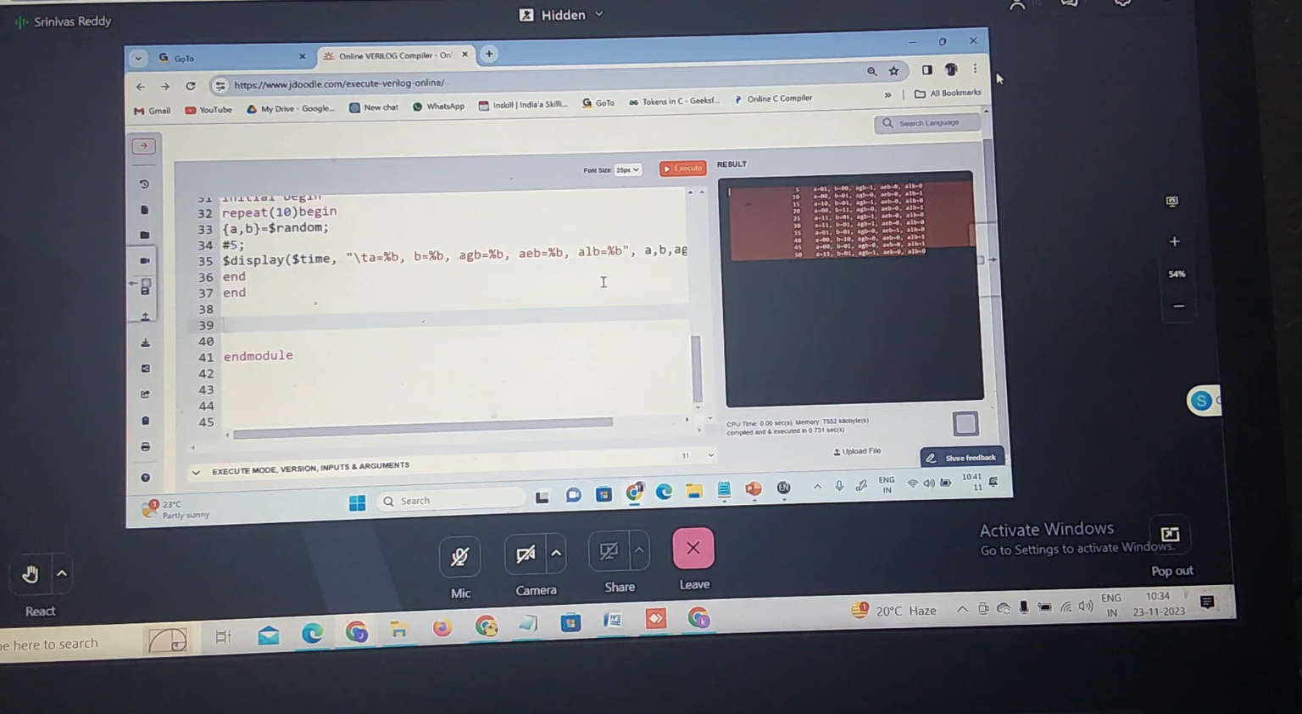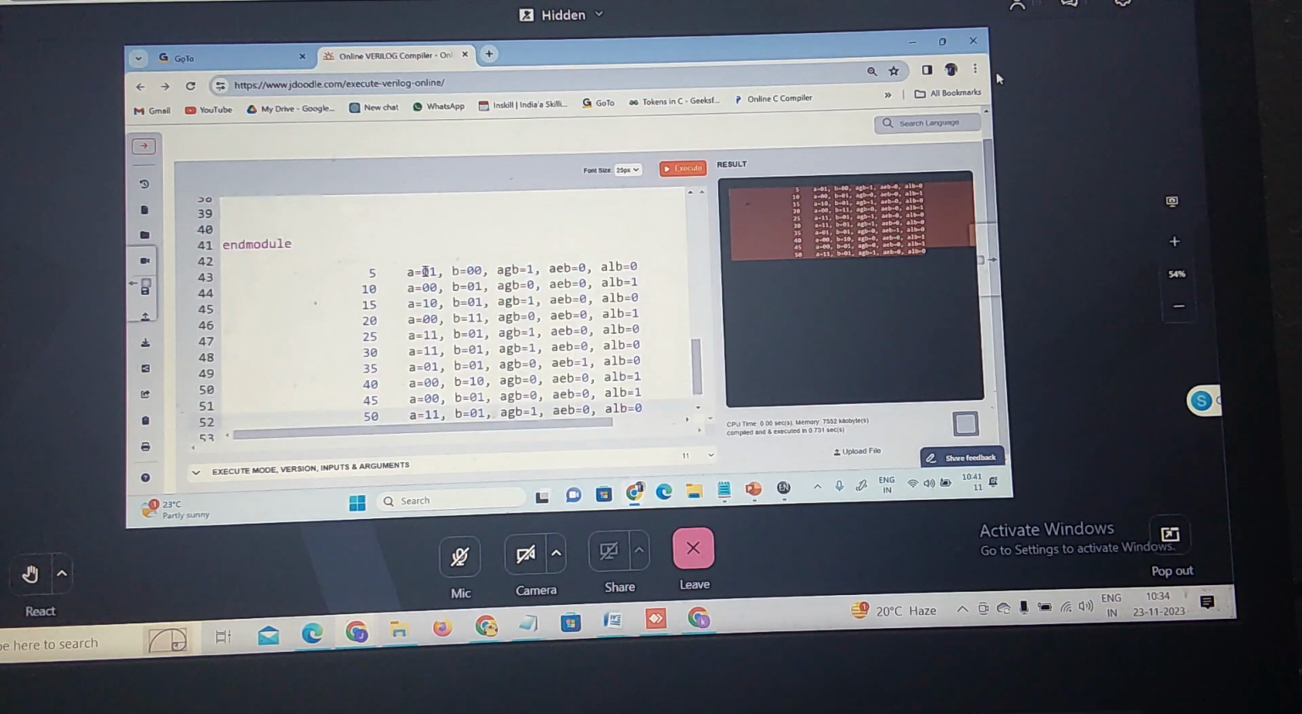Now let us analyze this output. A is 0, 1 and B is 0, 0, which means A is greater than B. The decimal notation of 0, 1 is nothing but 1, and 0, 0 means 0. Now A greater than B is 1.